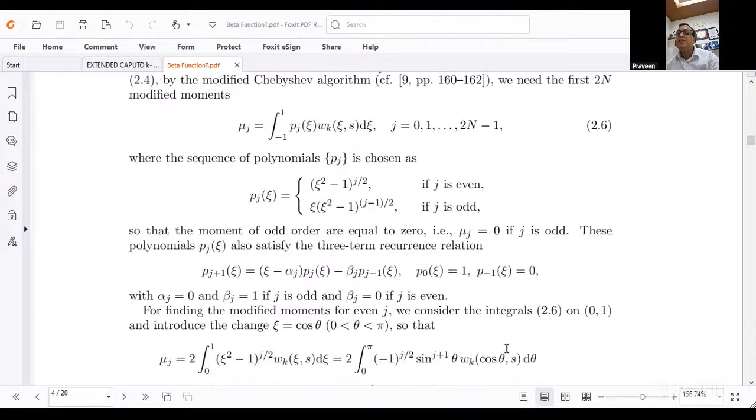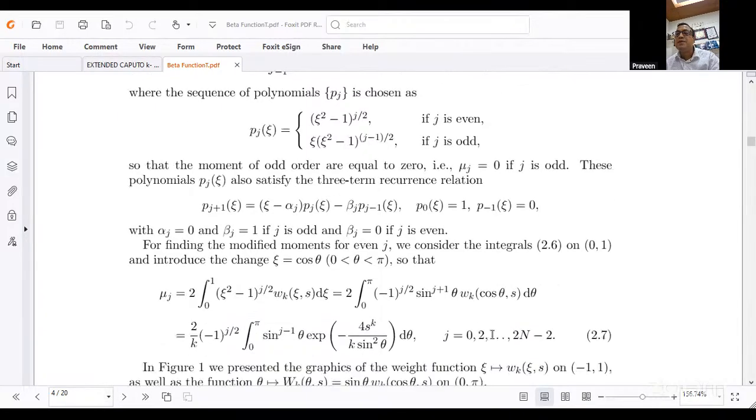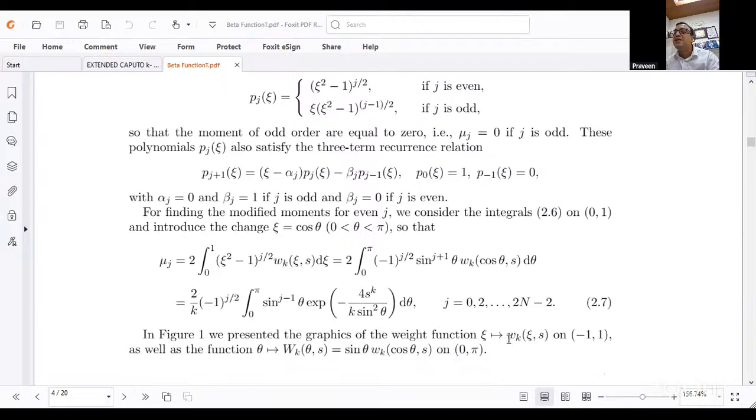For finding the modified moment for even j, we consider the integrals 2.6 on 0 to 1 and introduce the change zeta equals cos theta between 0 to pi, so that mu j is represented by 2 times the integral from 0 to 1 of zeta squared minus 1 to the power j by 2 times w k of zeta s d zeta, and this is represented in the resulting form 2 by k minus 1 raised to the power j by 2, integral 0 to pi of sine j minus 1 theta, exponential function minus 4 s k upon k sine square theta d theta, where j belongs from 0 to 2n minus 2 by 2.7.